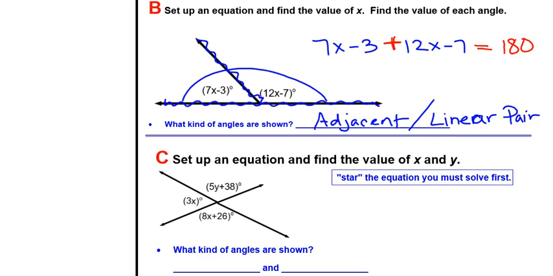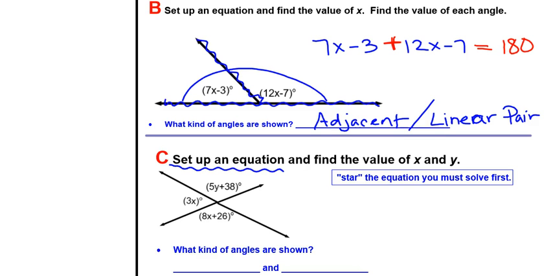For letter C, we actually are going to do the same thing. We're going to set up an equation to find the value for x and y, and then they ask us to star the equation that we must solve first. Again, remember, we are only going to set up equations for this problem. We're going to leave the solving for later.